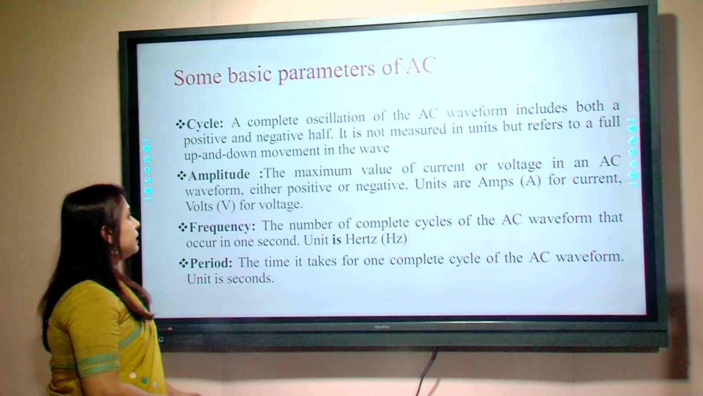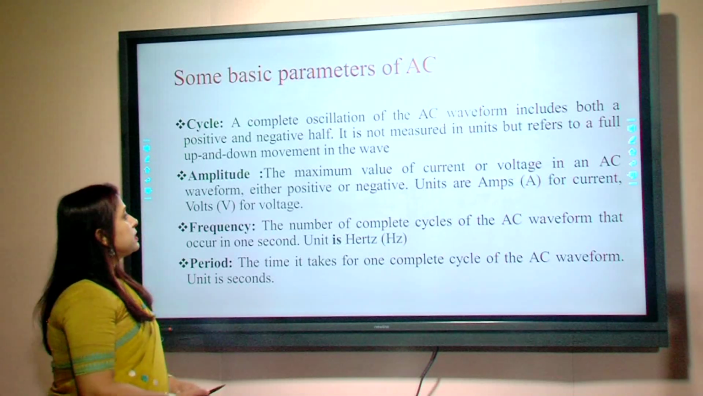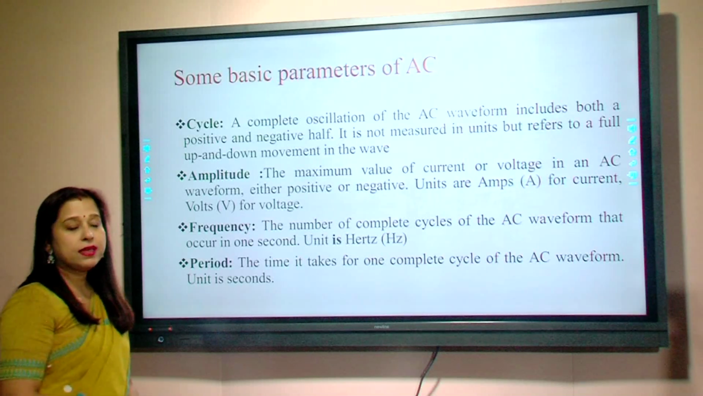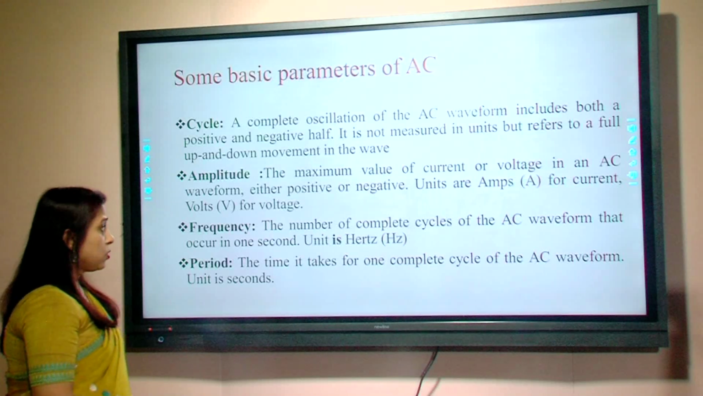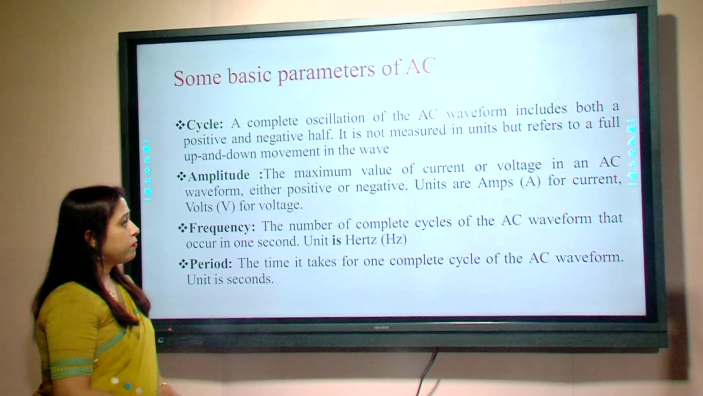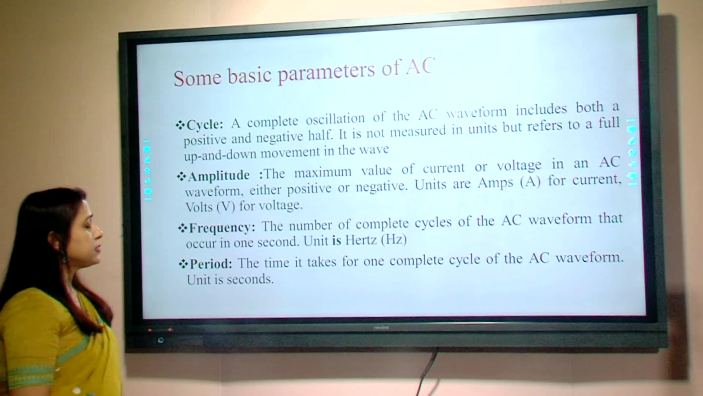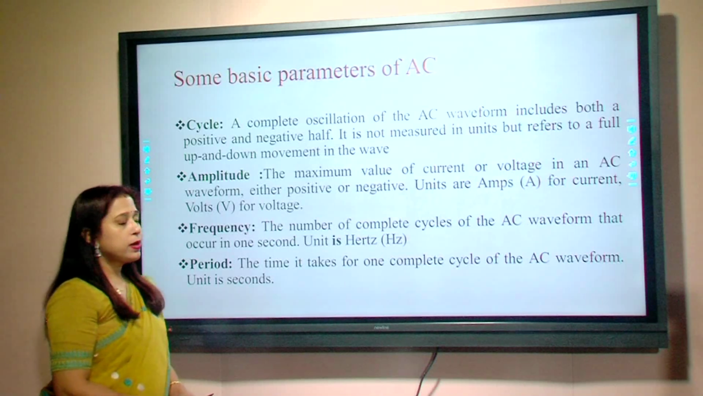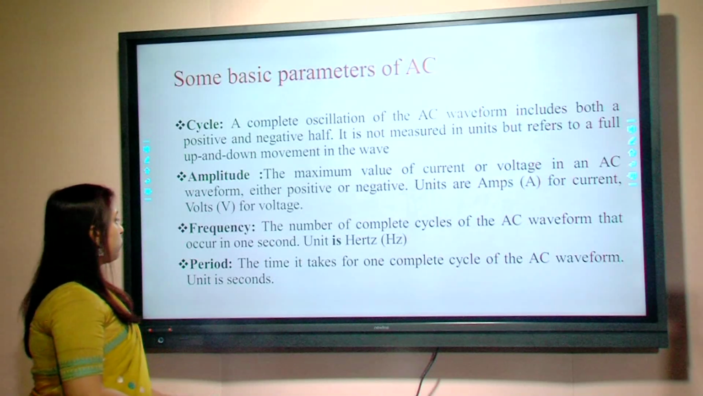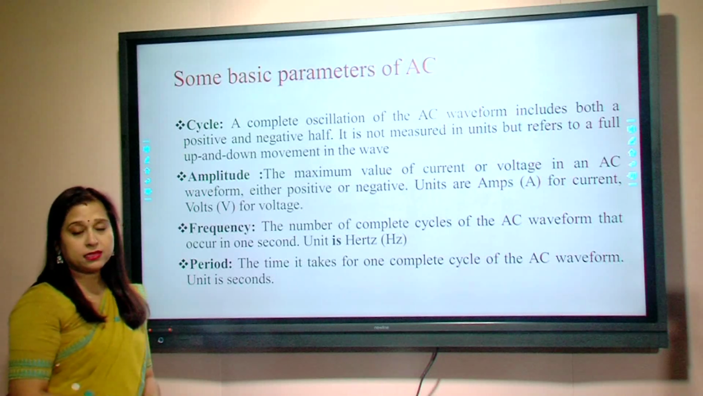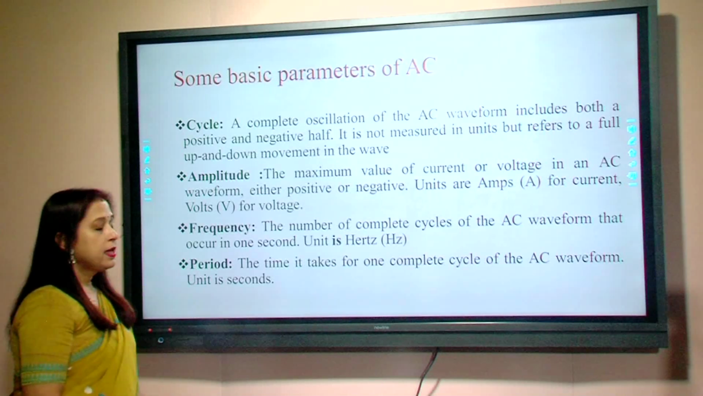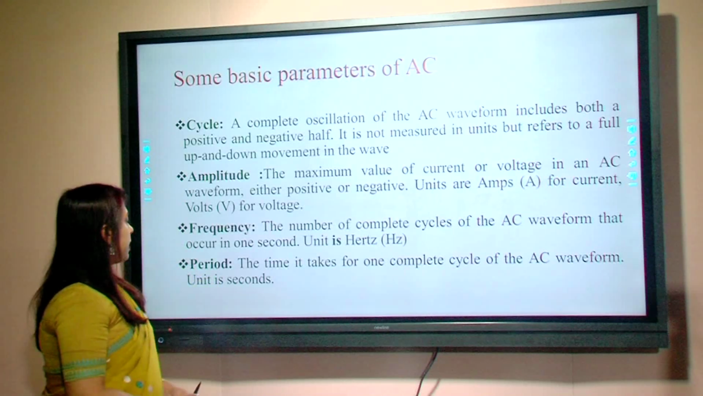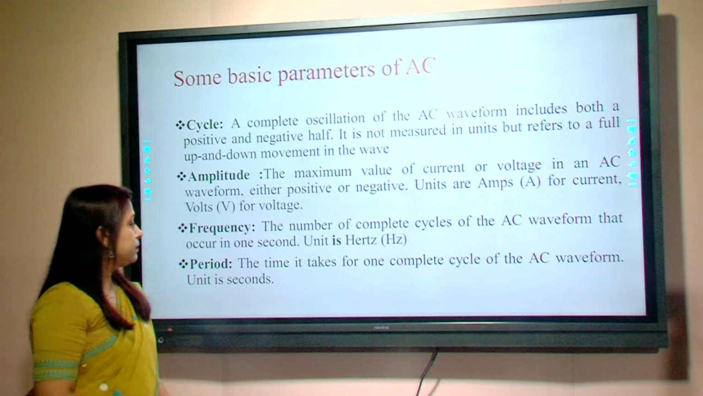For example, the cycle. So a complete oscillation of the AC waveform includes both a positive and a negative half. It is not measured in units, but it refers to a full up and down movement in the wave. Secondly, amplitude. The maximum value of current or voltage in an AC waveform, it may be either positive or negative, is termed as the amplitude. Amplitude in case of current is measured in amperes, and in case of voltage it is measured in volts.